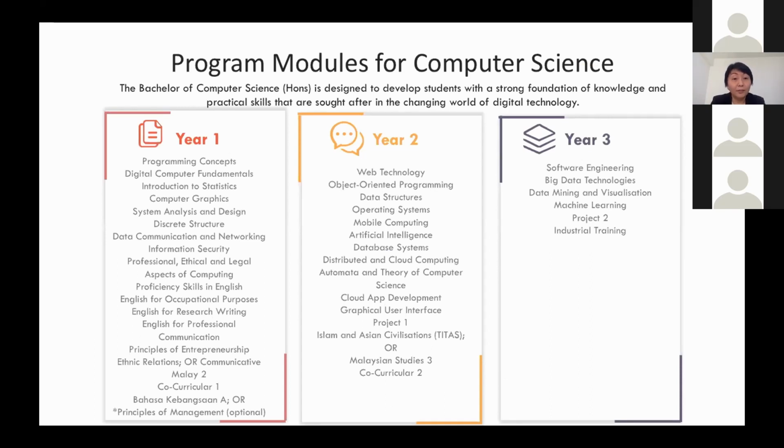We also have computer graphics, some of the highlights, discrete structure mathematics to train your logic, and networking and communication. These are the core subjects in year 1 and year 2. In year 2, we have artificial intelligence at a greater intensity. Until year 3, you go deep into artificial intelligence covering data mining, machine learning and big data technology, as well as preparing you for the industry with industrial training.